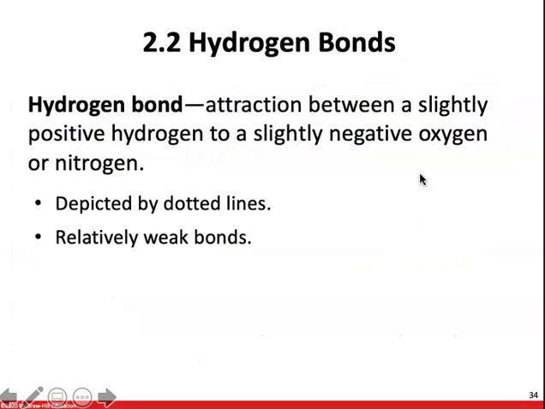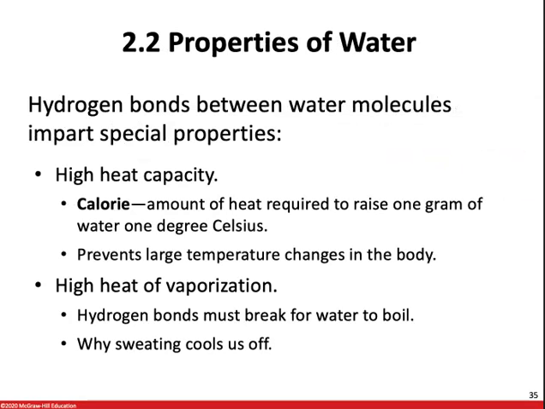So like I said, a hydrogen bond is an attraction between a slightly positive hydrogen and a slightly negative oxygen or nitrogen. This is going to be depicted by dotted lines. And like I said, they are relatively weak bonds, significantly weaker than ionic or covalent bonds. So, because of those hydrogen bonds, water molecules are going to cling together. It's this association that gives water many of its unique properties.